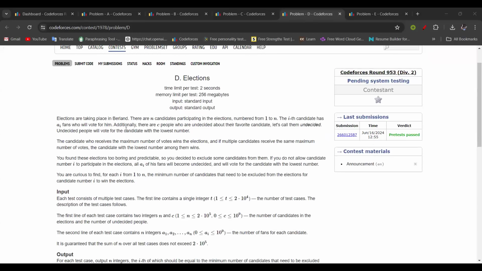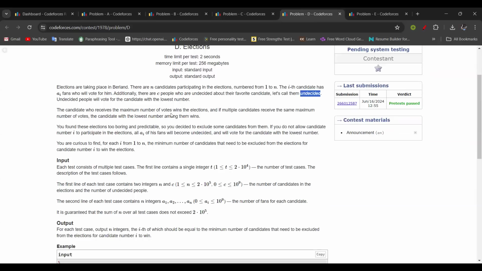In the fourth problem, we have elections taking place in Berlin and there are n candidates participating in the election, numbered from 1 to n. The ith candidate has ai fans who will vote for him. Additionally, there are c people who are undecided about their favorite candidate. Let's call them undecided. Undecided people will vote for the candidate with the lowest number. The candidate who receives the maximum number of votes wins the election, and if multiple candidates receive the same amount of votes, the candidate with the lowest number among them wins.